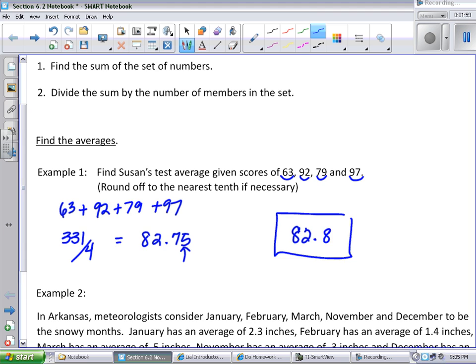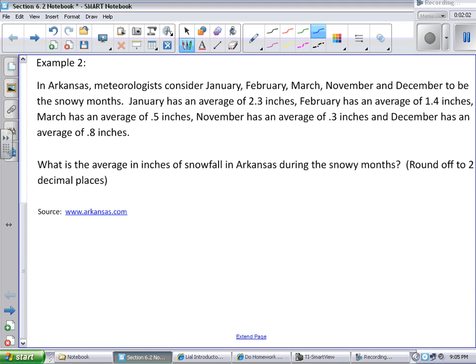Example number 2. In Arkansas, meteorologists consider January, February, March, November, and December to be the snowiest months. January has 2.3 inches, February has 1.4 inches, March has a half an inch, November has 0.3 inches, and December has an average of 8 inches of snow. What is the average in inches of snowfall in Arkansas during the snowy months?